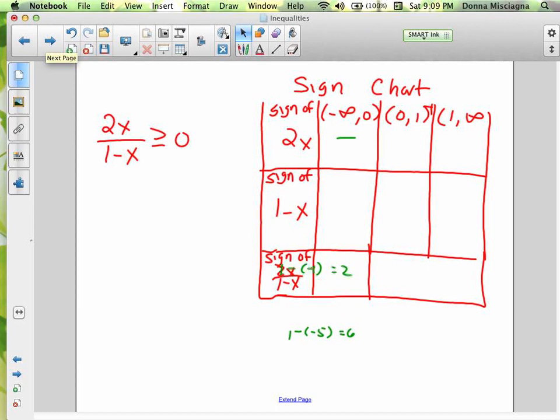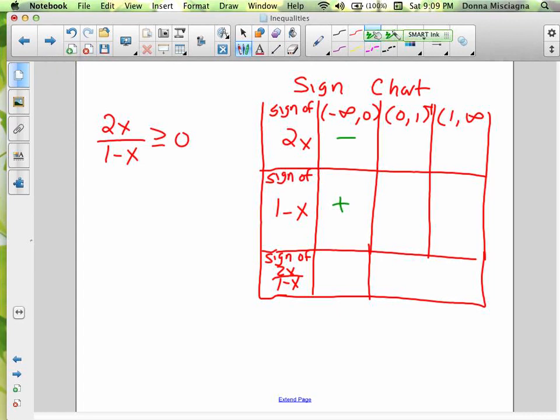Let me move this out of the way because we don't really need it. So the sign for this interval is going to be positive. If you're not sure, just take any value from the interval, just not the endpoints. Of course, you couldn't take negative infinity and plug that in, but any number between negative infinity and 0 that's not 0. So if you divide a negative by a positive, you get something negative.